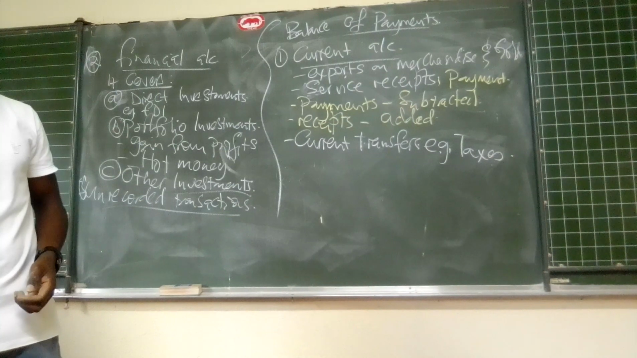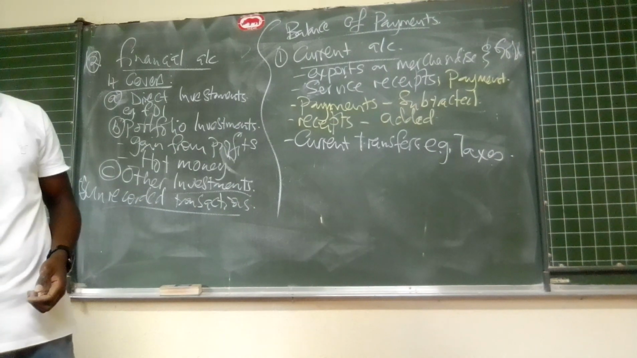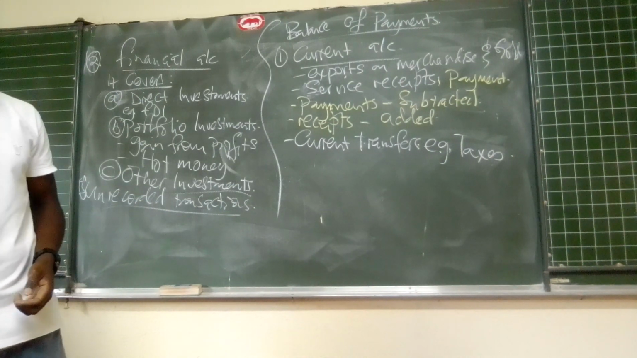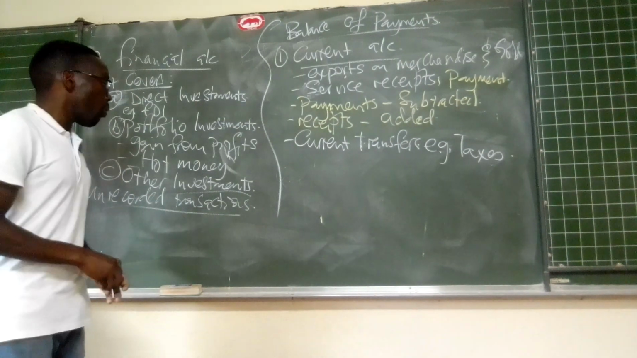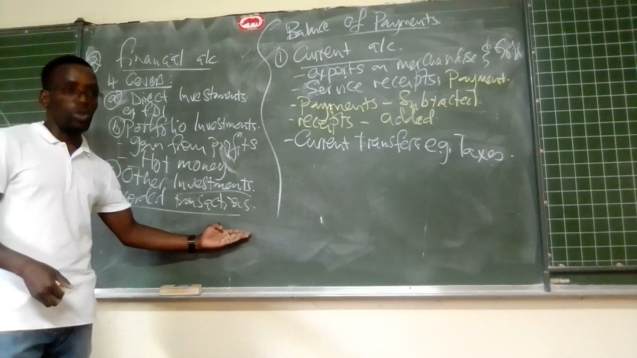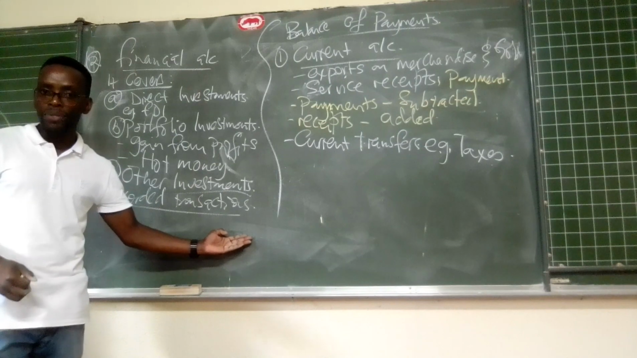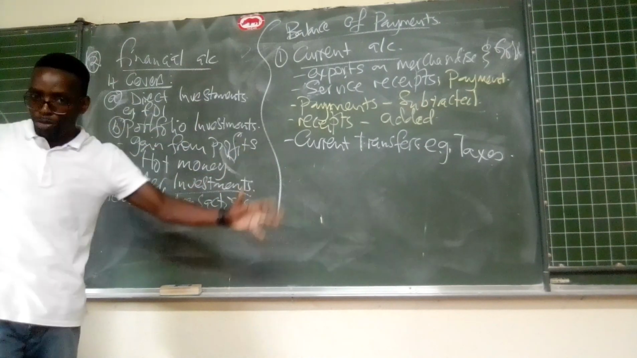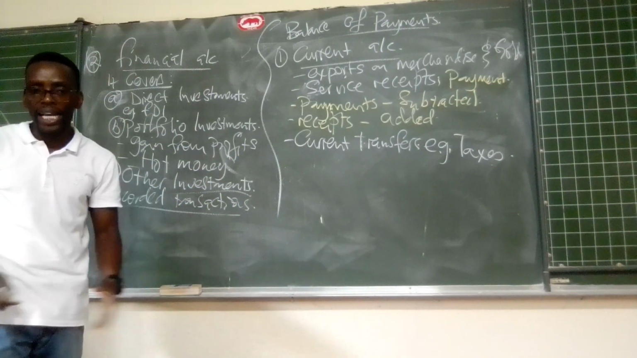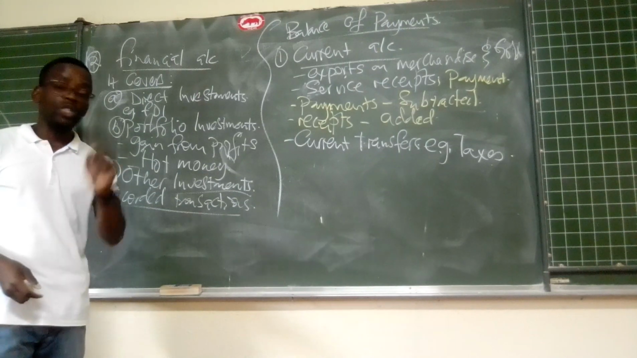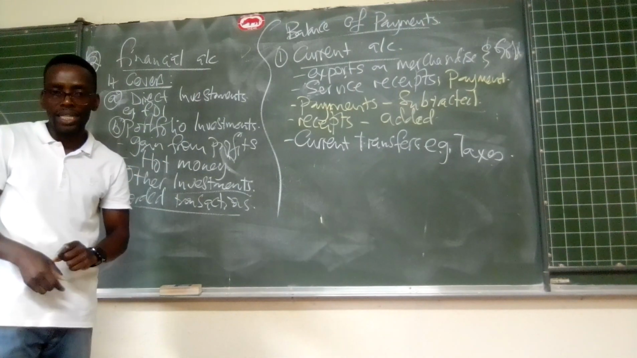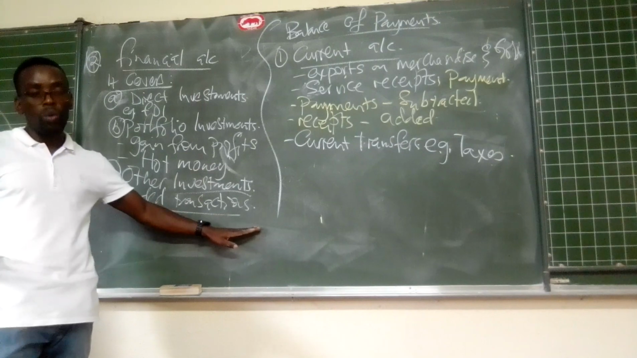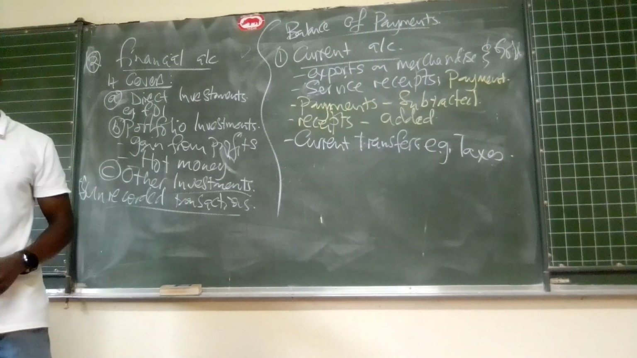All those are intended to help us take note of those transactions that we could have omitted in error, because of the volume of transactions that we have as a country. There are high chances that we are likely to miss certain transactions, and those are recorded as the unrecorded transactions.